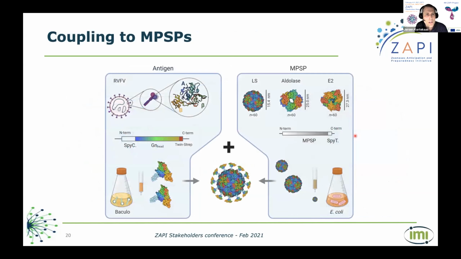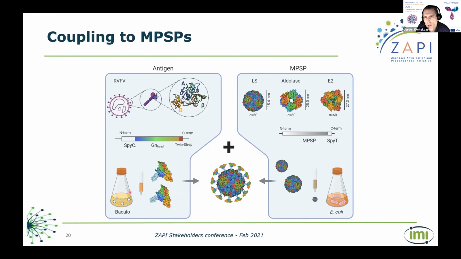Next slide. On the left, you see how we produce the antigen. This was produced with an N-terminal SpyCatcher using the baculovirus expression system, and we used baculovirus because we do need at least one glycan on this subdomain for correct folding.